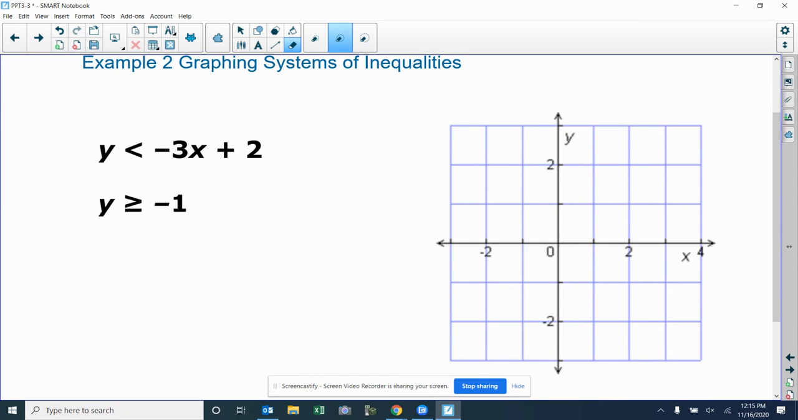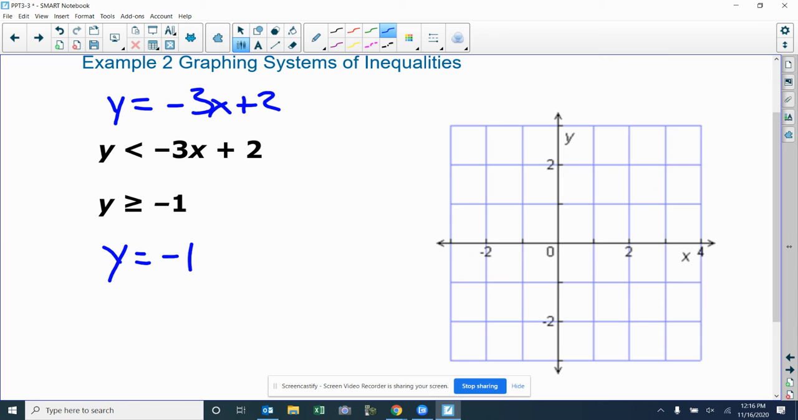Remember, we can write them as y equals. That sometimes helps. Y equals -3x plus 2. This is going to be y equals -1. That is going to be a straight line. Y equals -1.